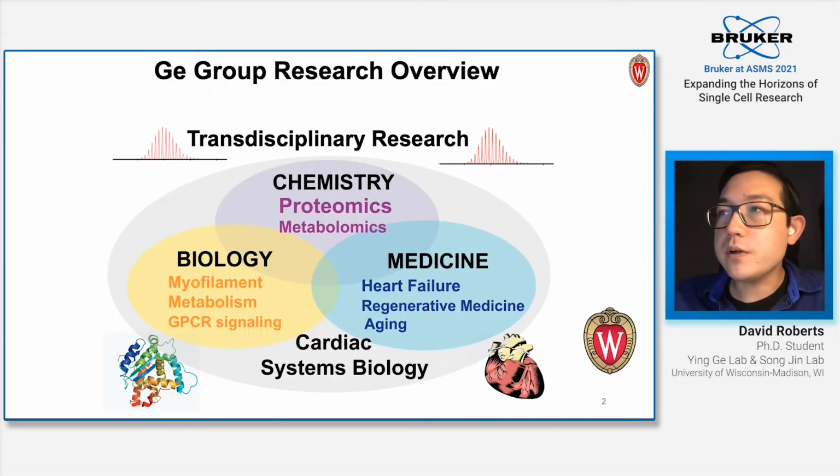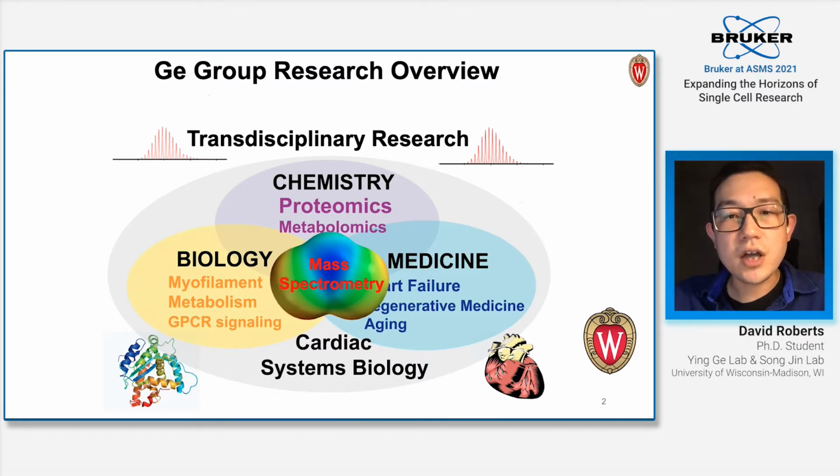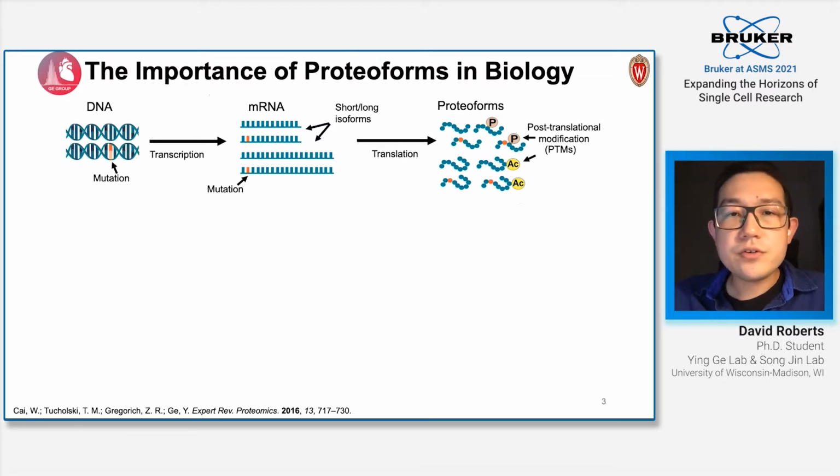So to begin with, I want to first introduce a little bit of the type of research conducted in the group. Broadly speaking, our work is highly interdisciplinary in nature and cuts across the traditional boundaries of chemistry, biology, and medicine. Our group aims to understand the molecular and cellular mechanisms underlying cardiovascular diseases via systems biology approaches, all featuring cutting-edge, high-resolution, top-down mass spectrometry. And one of the major focuses in our lab is top-down proteomics.